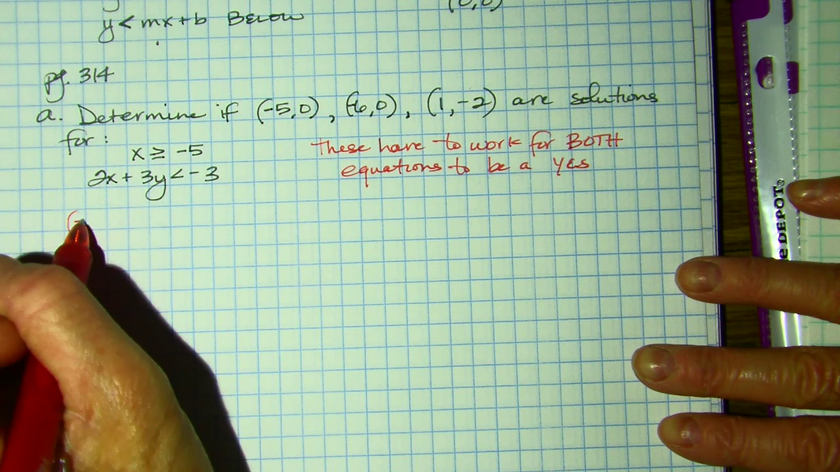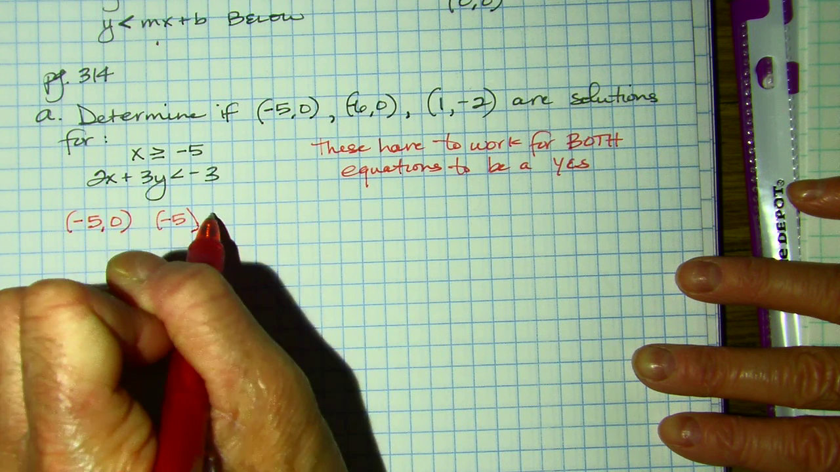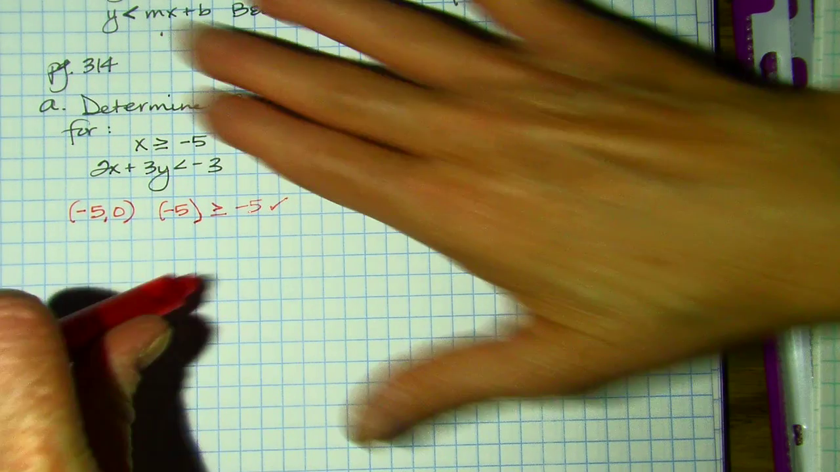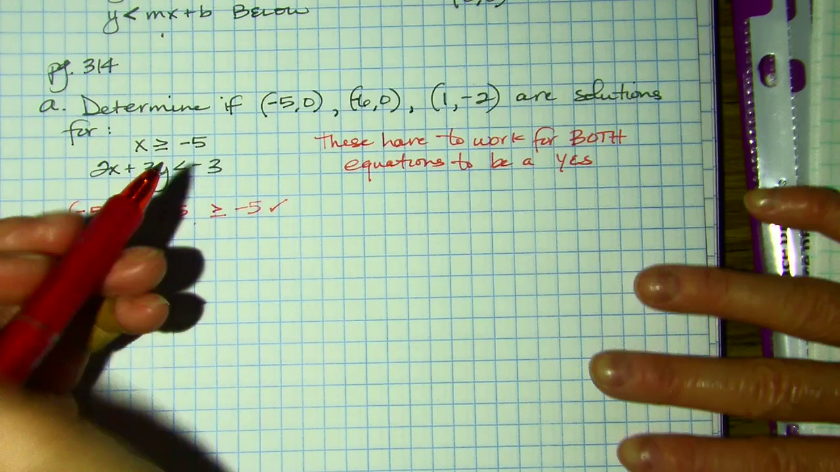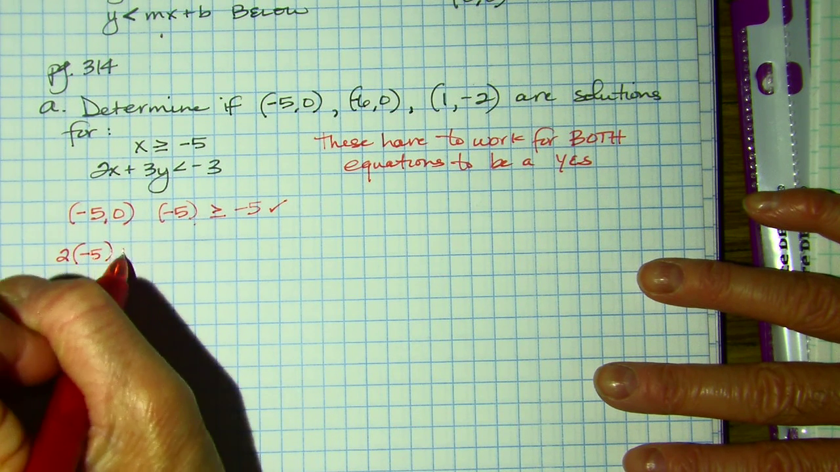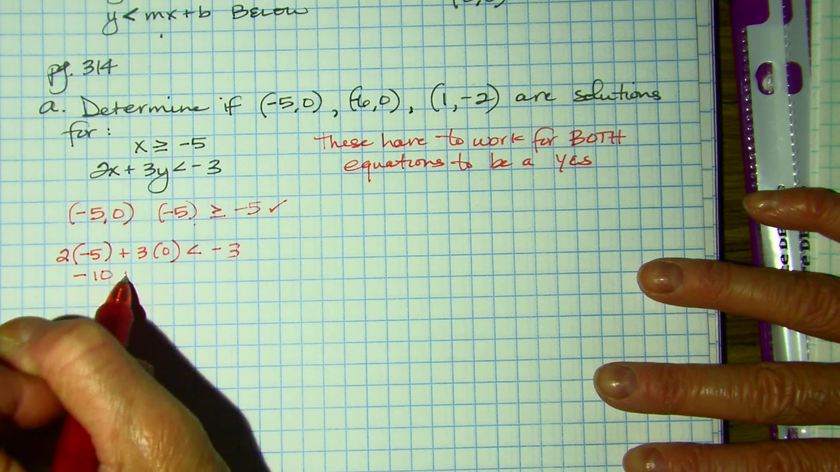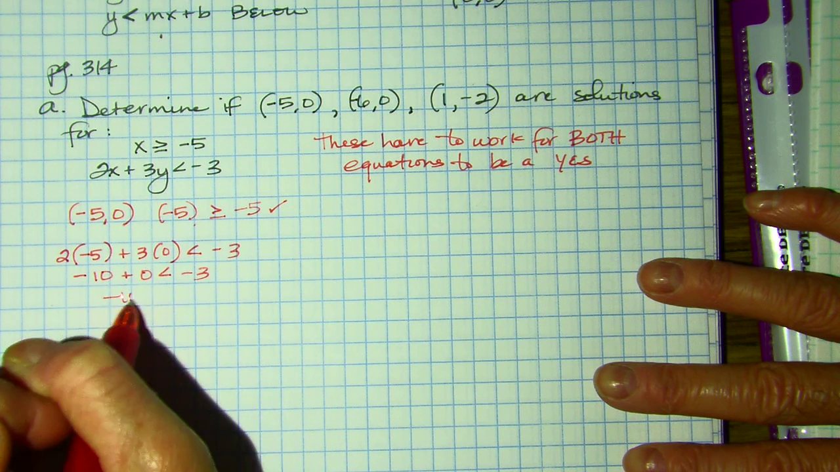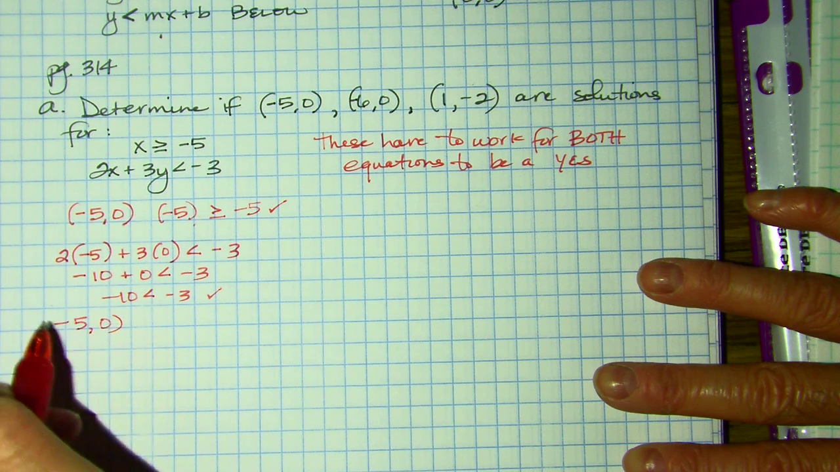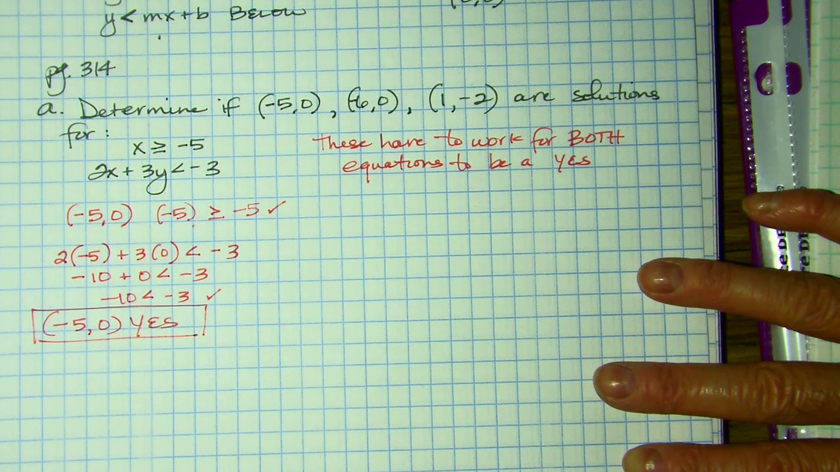So I'm going to test negative 5, 0. Is negative 5 greater than or equal to negative 5? Yes. Notice I only plugged in the x value. Now I'm going to plug it into the second equation. So 2 times negative 5 plus 3 times 0. Is that less than negative 3? Well, this gives me negative 10 plus 0, and negative 10 is less than negative 3? Yes. So negative 5, 0 is a yes.